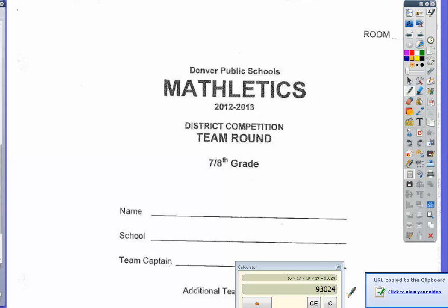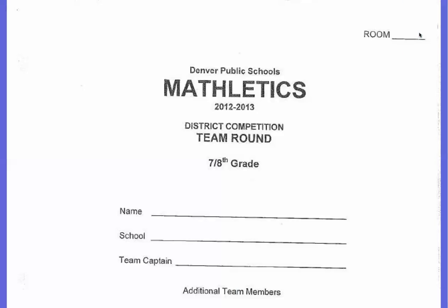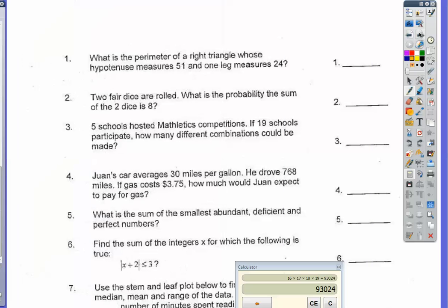All right, so here we have the team round for competition 3, the district competition from 2012-2013. What is the perimeter of a right triangle whose hypotenuse measures 51 and one leg is 24?